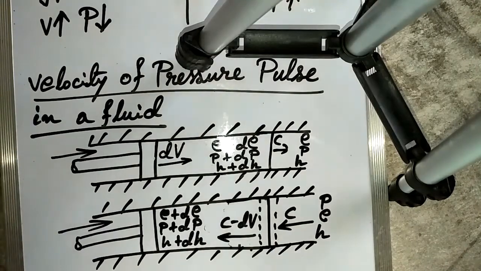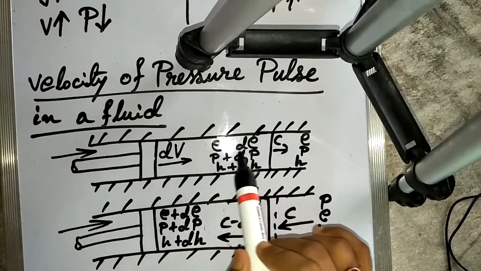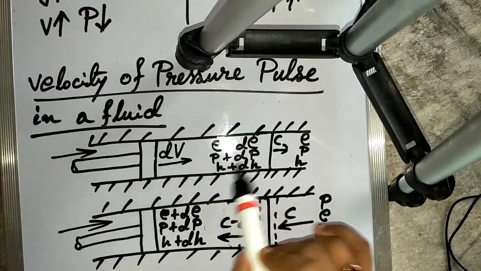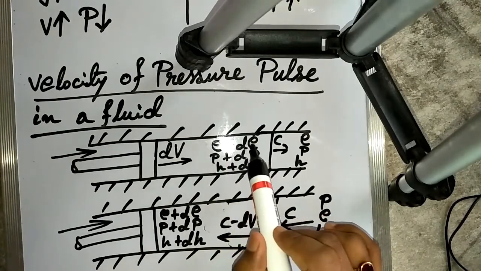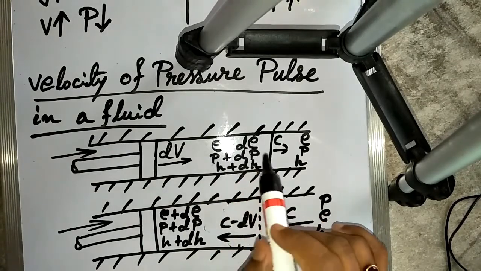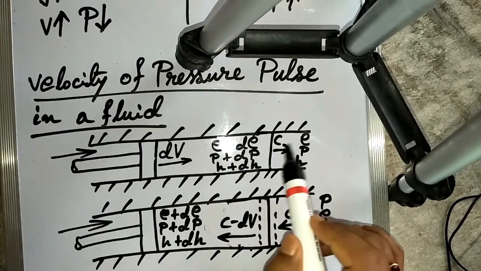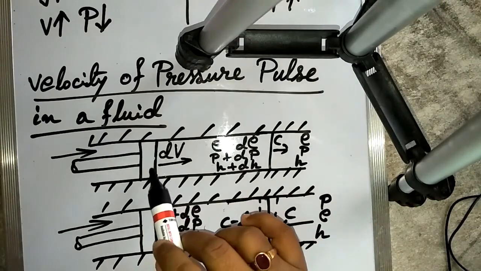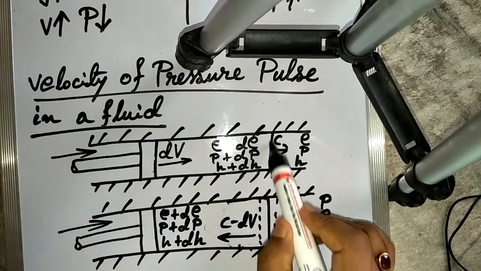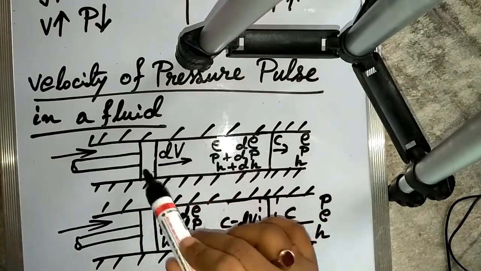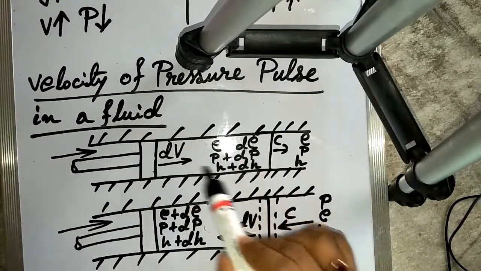Beyond this wave front, the properties are rho plus d rho, p plus dp, h plus dh. That means there is a slight increase in the properties beyond this wave front, because it's a compressible fluid. So as the piston compresses the fluid, and this is the pressure wave, between the piston and the pressure wave front there is a slight change in the properties.